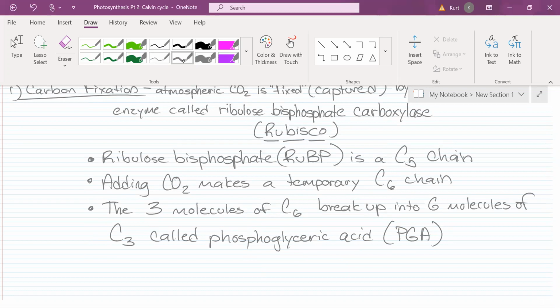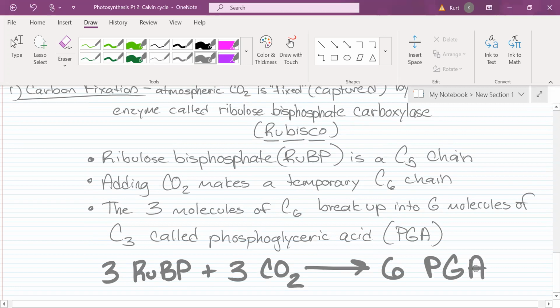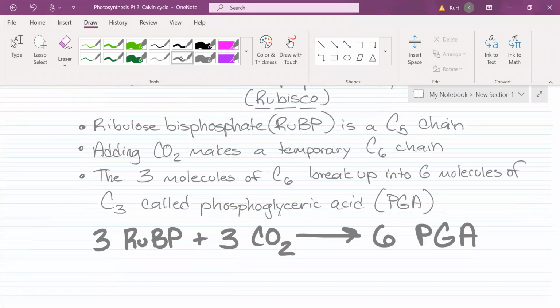So bring it all together. Three RUBP plus 3 CO2 yield 6 PGA. That's basically it. That's what you're doing in the first part of the Calvin cycle called carbon fixation. Okay. We have about 10 minutes left, so let's get moving.